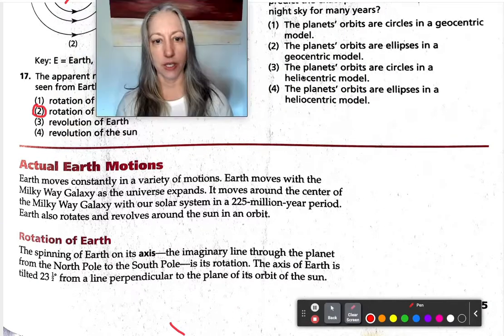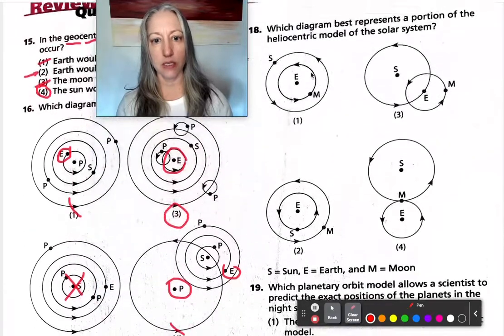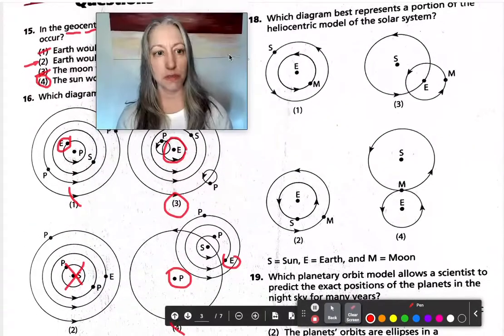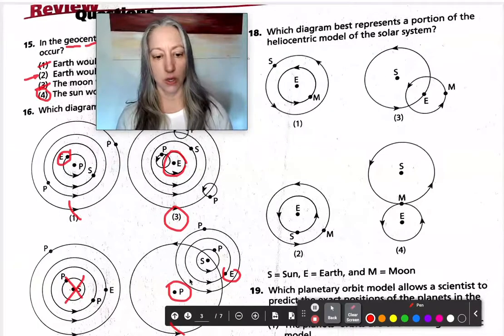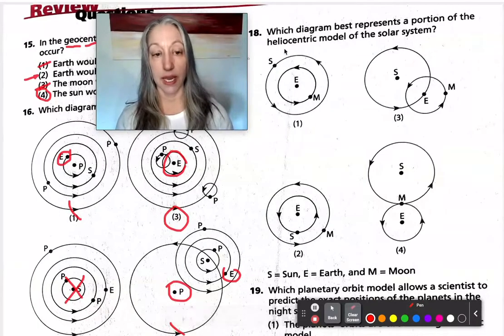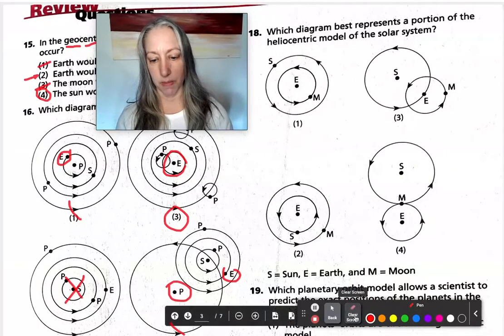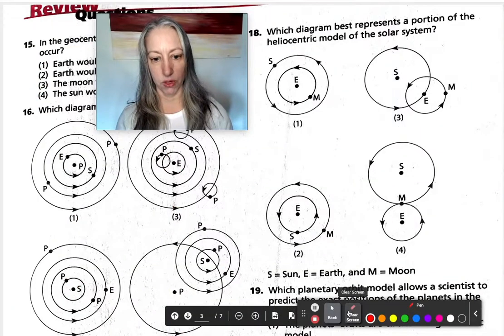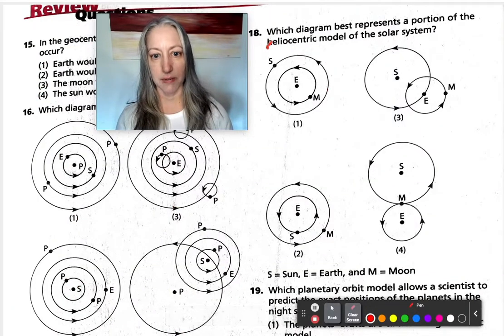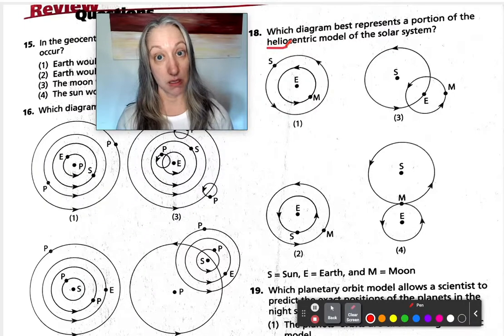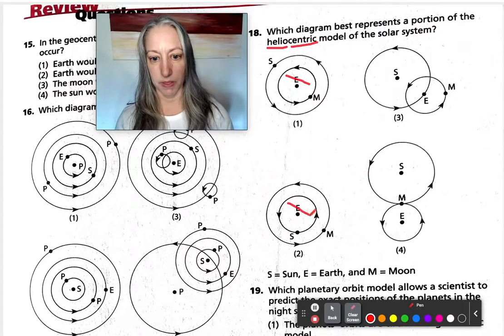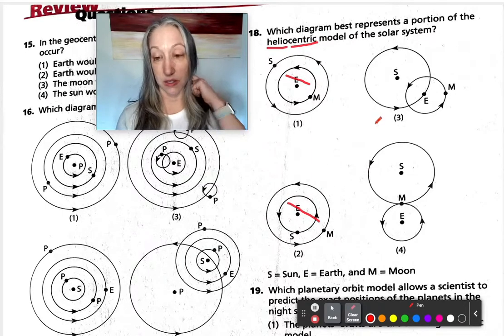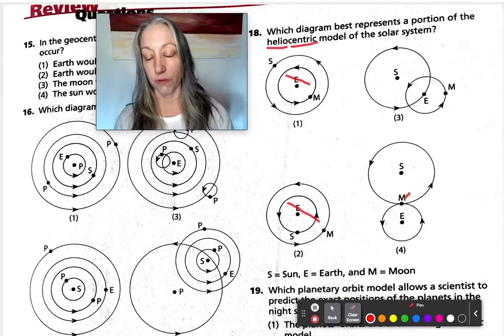All right, let's take a look at number 18. This is another one of those questions with diagrams, but this time they're asking us which one of these shows a heliocentric model. So if we are looking for a heliocentric model, this time helio means sun. And so we're looking for something where the sun is in the center. So it can't be this one. Can't be number 2 because Earth is in the center. It's got to be either 3 or 4.